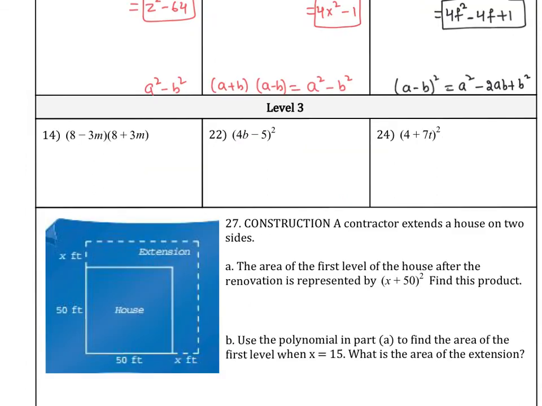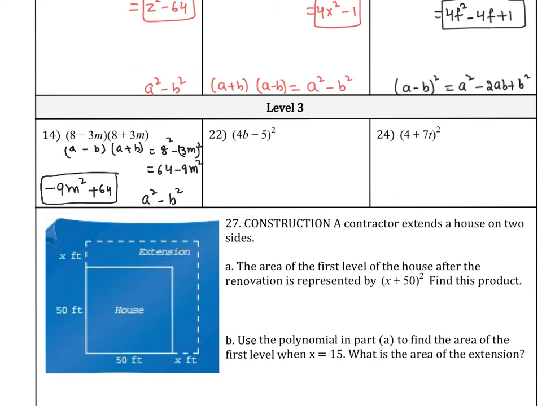For level 3, question number 14, you're going to apply the same formula, a² − b², where you're going to consider a as 8 and b as 3m. So when you apply the formula, you're going to get 8² − (3m)², which is going to give you 64 − 9m². You're going to rewrite this to make sure that you have the highest degree in the front: −9m² + 64.